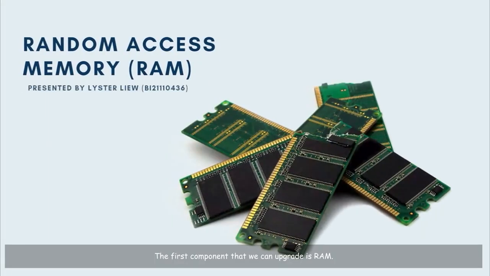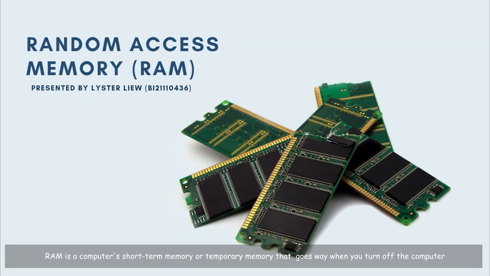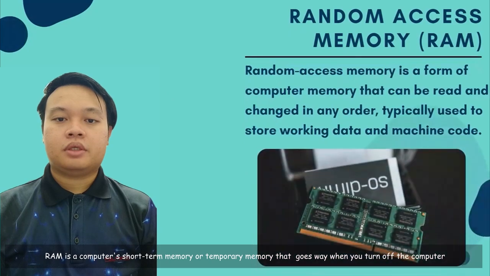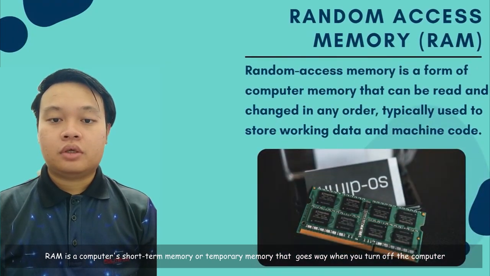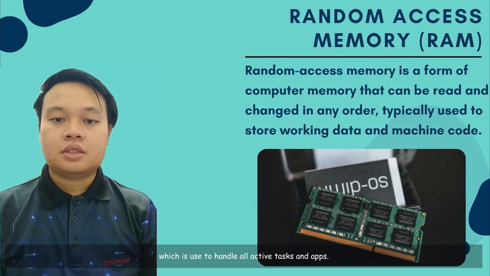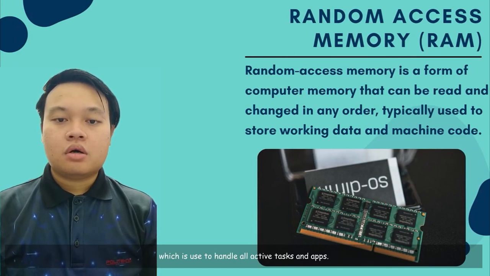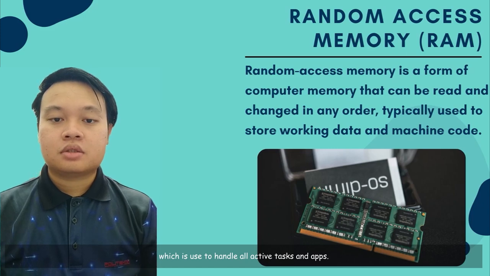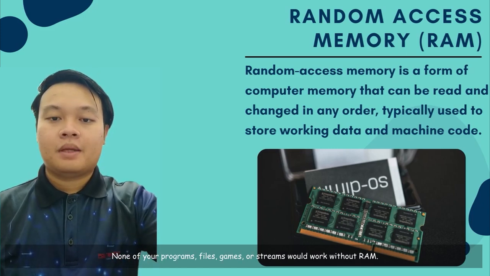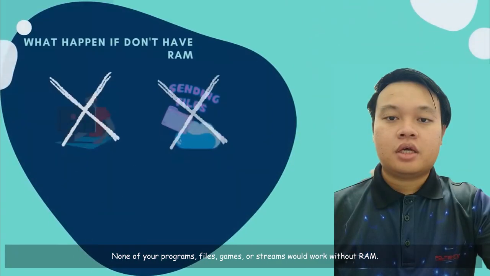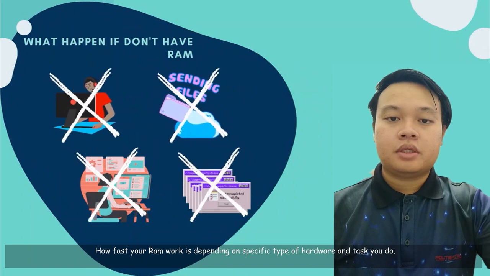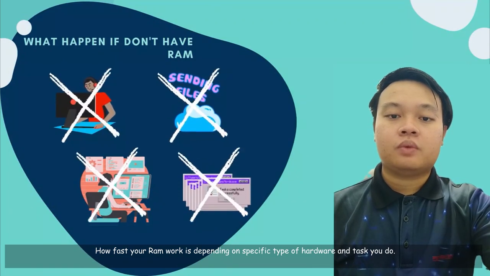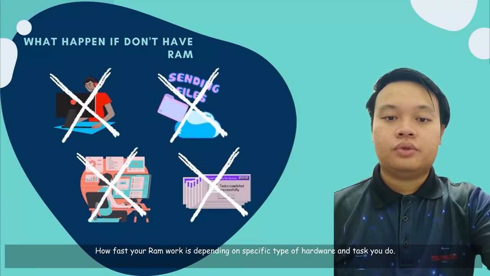The first component that we can upgrade is RAM. RAM is a computer's short-term or temporary memory that goes away when you turn off the computer, which is used to handle all the active tasks and apps. None of the program files, games or streams will work without RAM. How fast your RAM works depends on the specific type of hardware and the tasks you do.